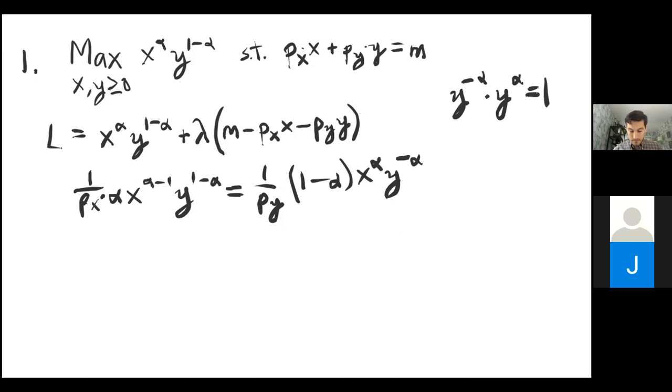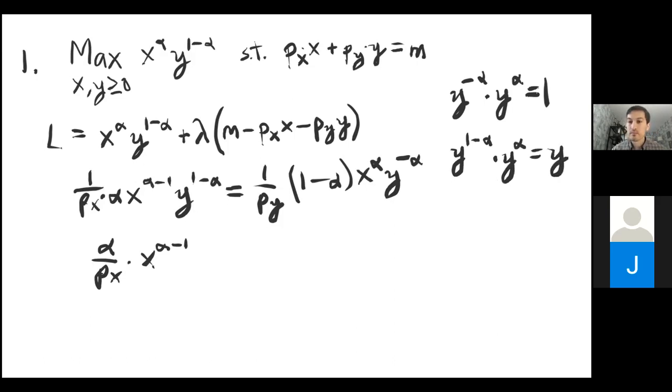I would like to do the next step too of moving things. I guess I'll just do this one thing. But I will start writing this a little more compact. Alpha over px times x to the alpha minus 1. Now I have y to the 1 minus alpha, but I'm multiplying both sides by y to the alpha. So the question is, what is y to the 1 minus alpha times y to the alpha? The answer is y.